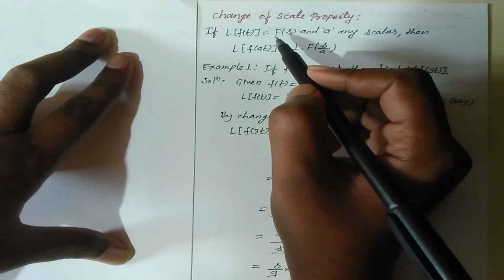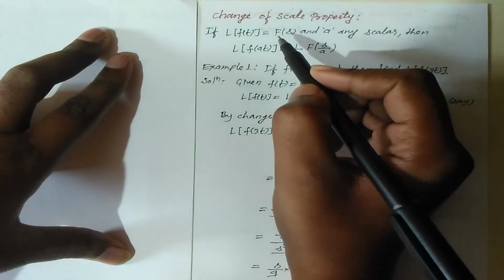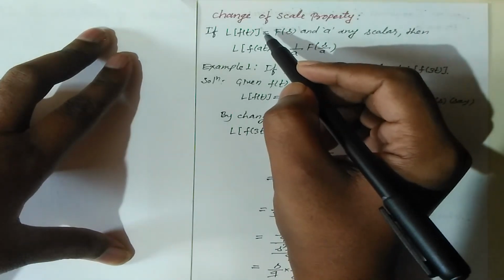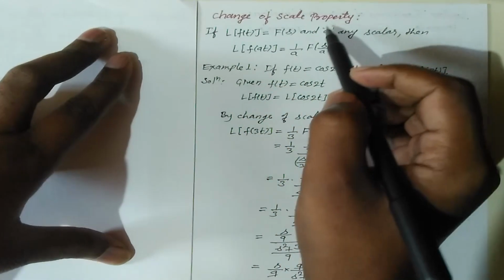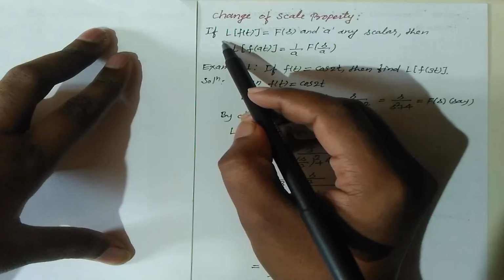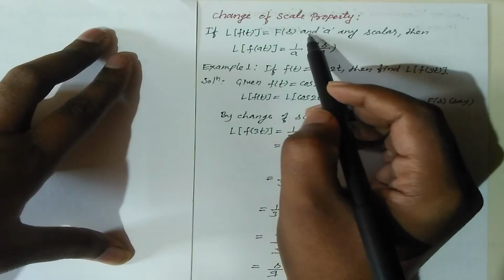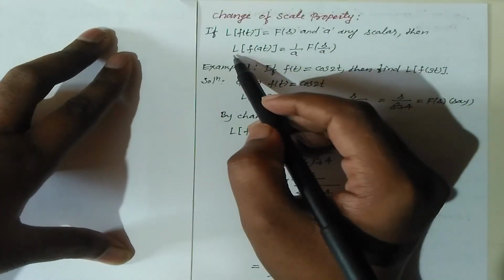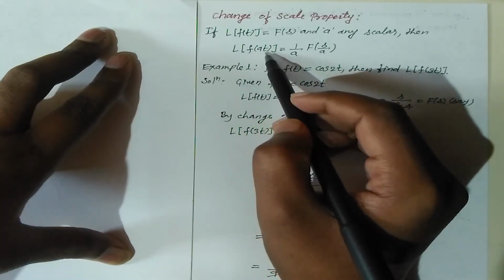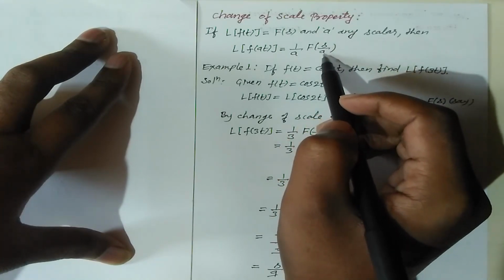In the last lecture we have learned Laplace transform of some standard functions, linearity property and some problems based on that. And today we are going to learn the next property, that is change of scale property. So what is the change of scale property? If Laplace transform of function f(t) equals F(s) and a is any scalar, then Laplace transform of the function f(at) can be written as 1 upon a F(s/a).